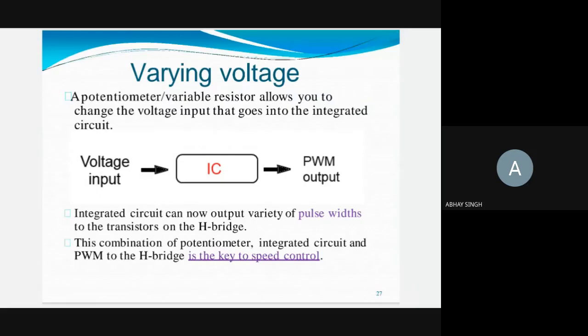We have different ICs for controlling the voltage, like IC regulators, and a lot of ICs for controlling motor applications. Even your smartphones and laptops use some kind of ICs.